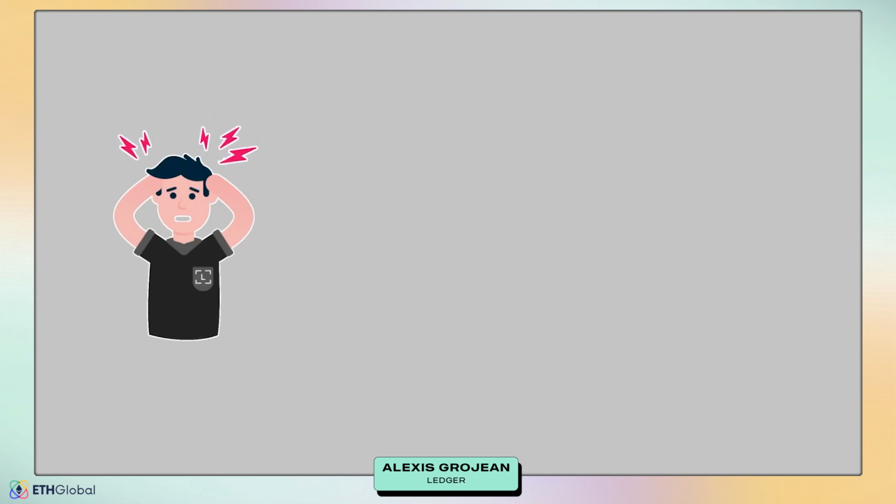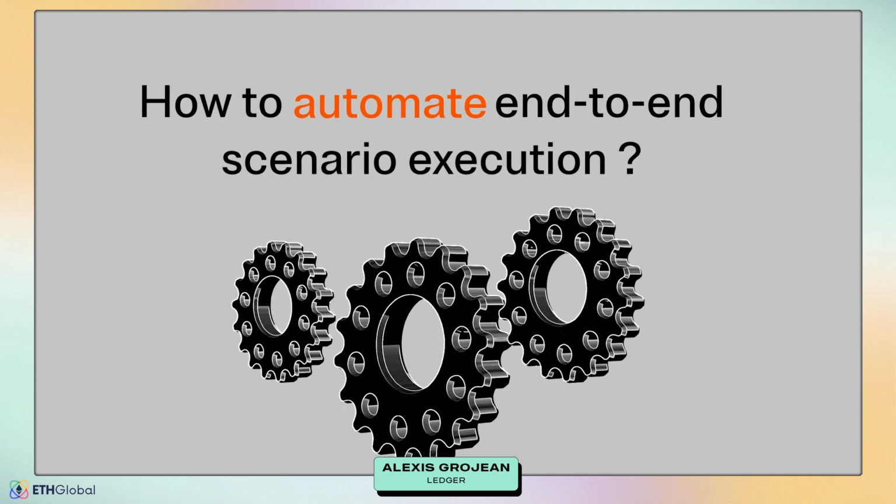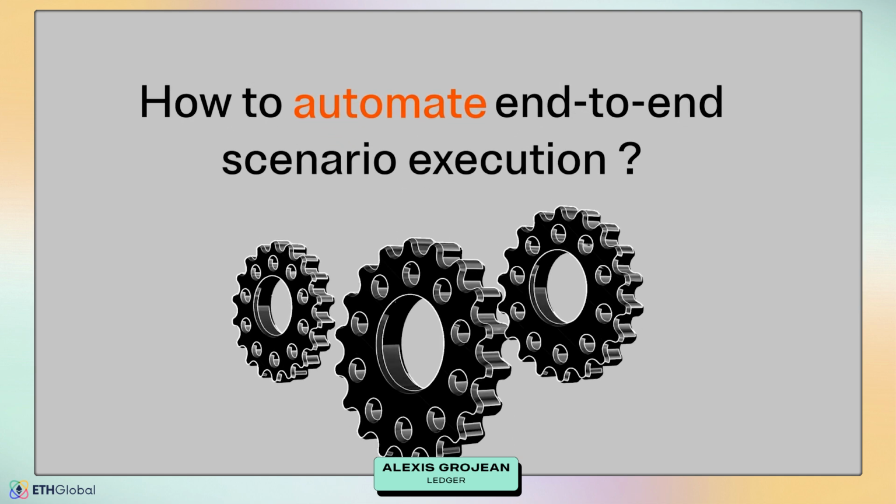Writing tests can be challenging if you depend only on the Speculos simulator or libraries that have low-level APIs to communicate with a physical device. How do we create tests that automate the execution of the end-to-end scenarios we want to validate? In the Embedded Apps team, we have developed a Python tool for this.